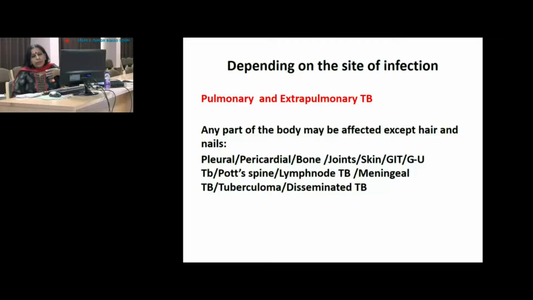There can be meningeal TB, there can be tuberculoma, and sometimes when more than two sites are affected, we call it disseminated TB. For example, if a patient has both pulmonary and abdominal TB, or they have pulmonary TB and also lymph nodes all over the body, we would call it disseminated TB. As the name explains, it's TB which is spread throughout the body.